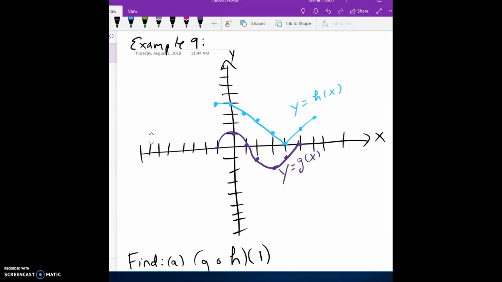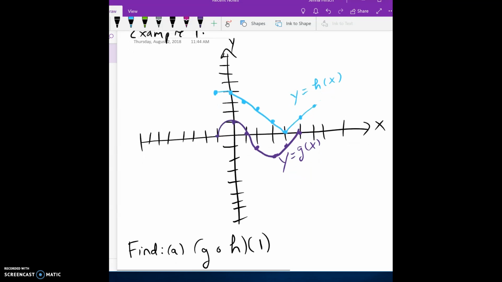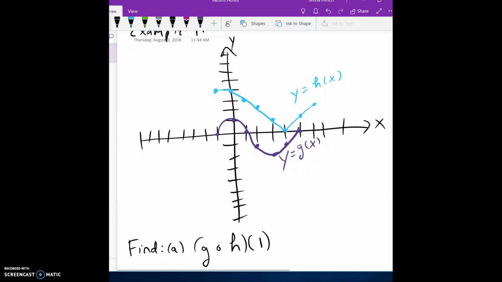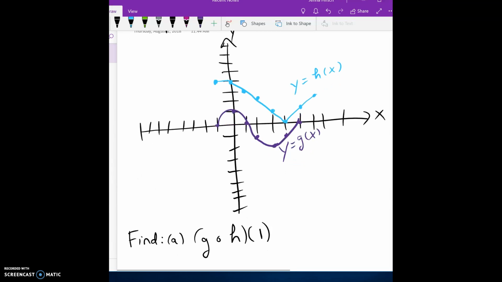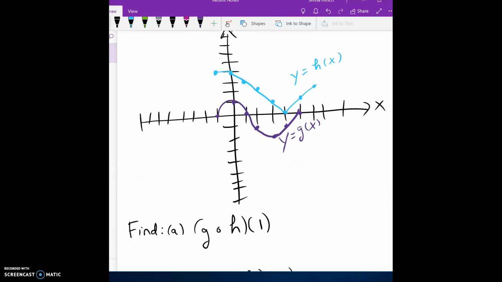We continue with this idea of composing graphs of functions and taking a look at this example. So example number 9, we have two graphs. We have this blue graph over here, which we're going to call y is equal to h of x. And then we have this purple graph that we're going to call y is equal to g of x.